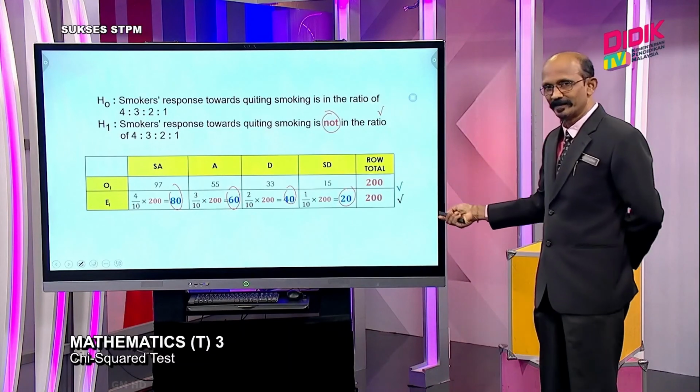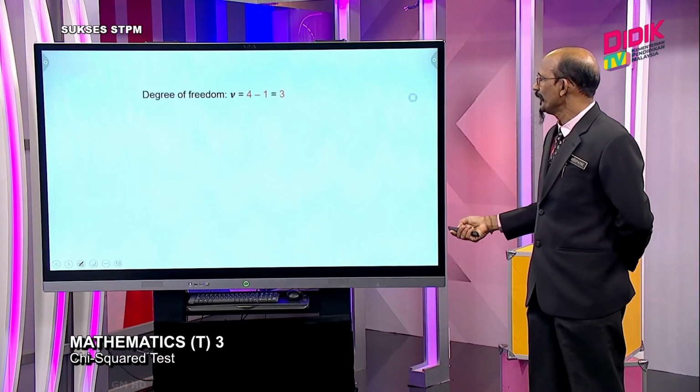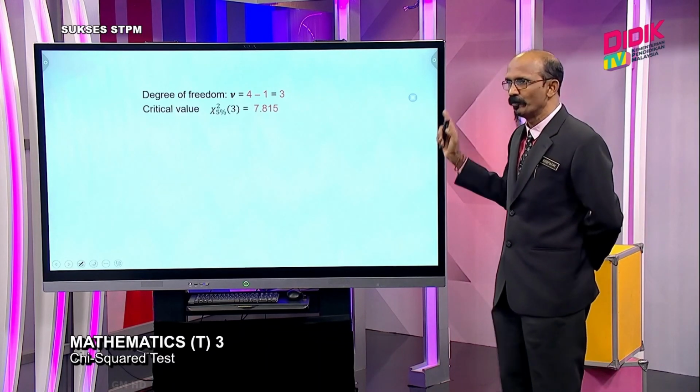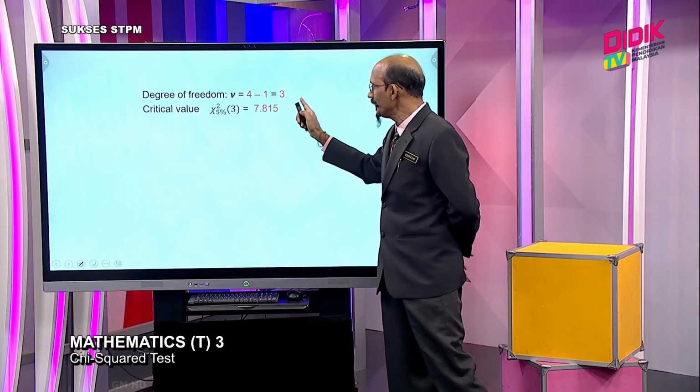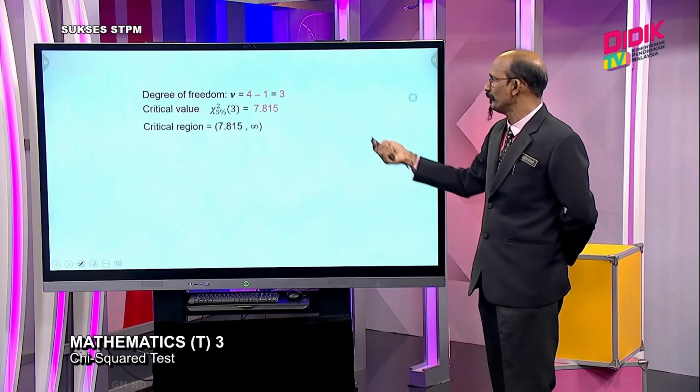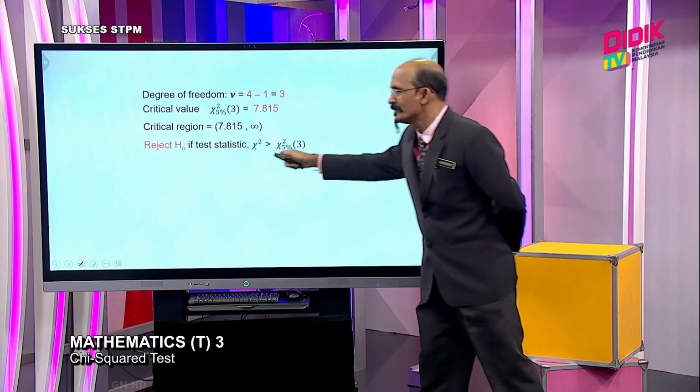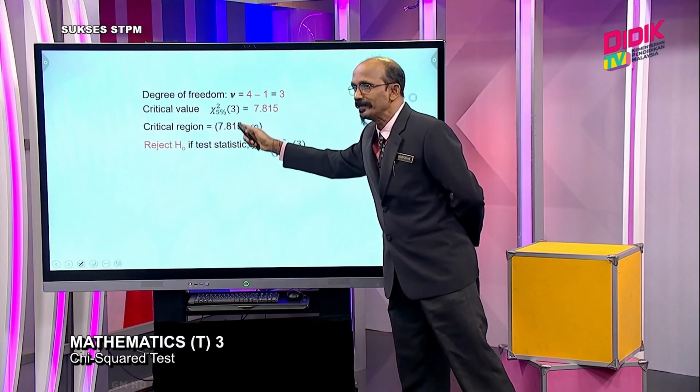Next, step 3. You need to find the degrees of freedom because you have 4 columns, so 4 minus 1 is 3. You find your critical value: you get 7.815 from the table. Then your critical region, then your early decision. It's almost identical.